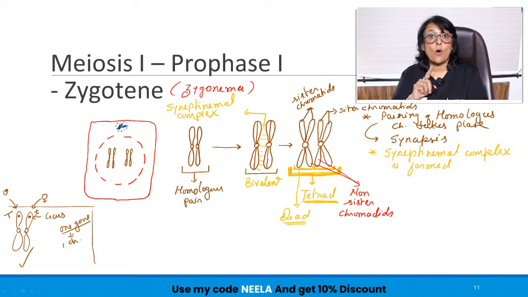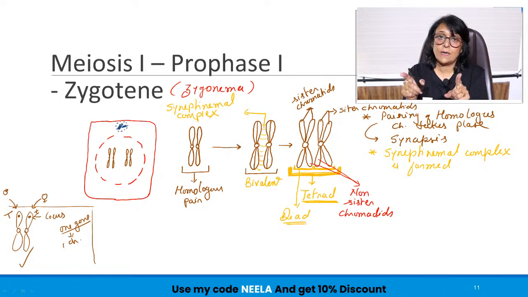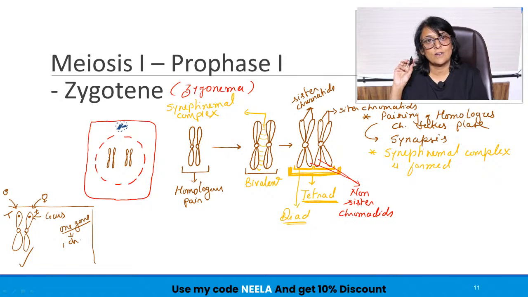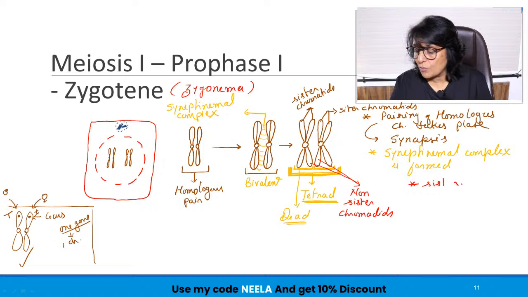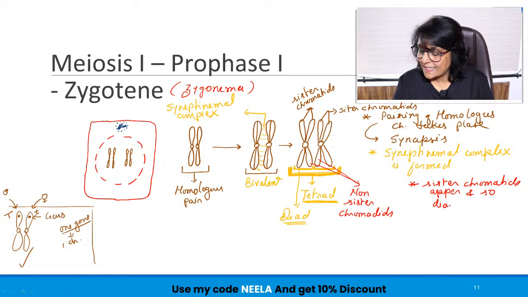The arms of one chromosome will be called sister chromatids, and now we are talking about one arm of one chromosome and one arm of the other chromosome. This becomes non-sister chromatids. So what is the next change which is visible in this stage? Sister chromatids appear, and so dyads and tetrad are visible.